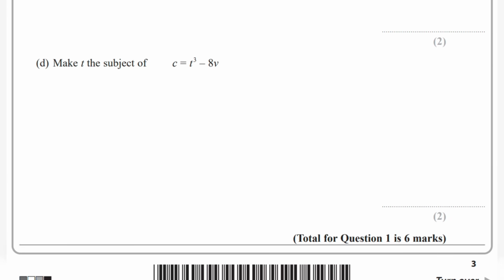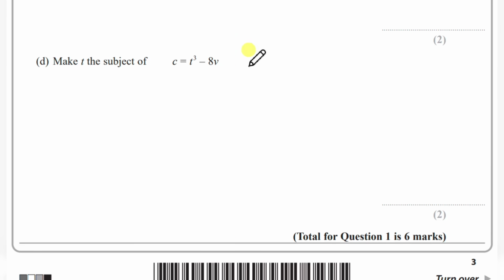Now D. Make t the subject of this equation. Now, easy little trick. What I personally like to do is just rewrite this and make t that on the left hand side. So let's do this. So we've got t cubed minus av equals c. So just flip it around. And now let's move minus av across. To do that, you need to plus it because you do the opposite sign. So it'll be t cubed equals c plus av.